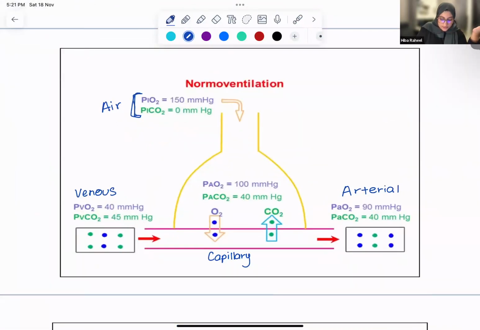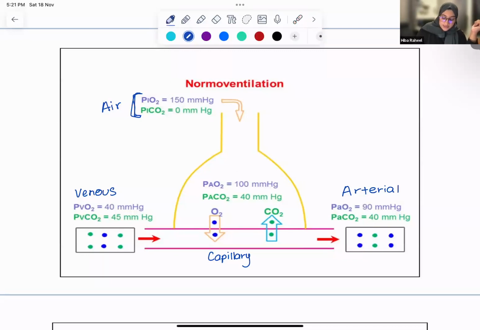Okay, so when the blood comes from the venous side, as you can see, it has very little oxygen and very high amounts of carbon dioxide. Now this has to undergo gas exchange. The blood is flowing, oxygen is going to come in, carbon dioxide is going to go out, and as a result, when the blood leaves, you can see that the oxygen is very high. Now you're going to ask me, why is there still carbon dioxide?